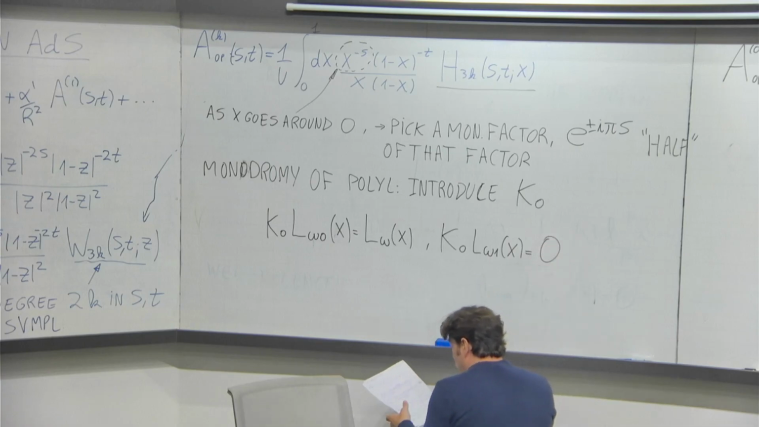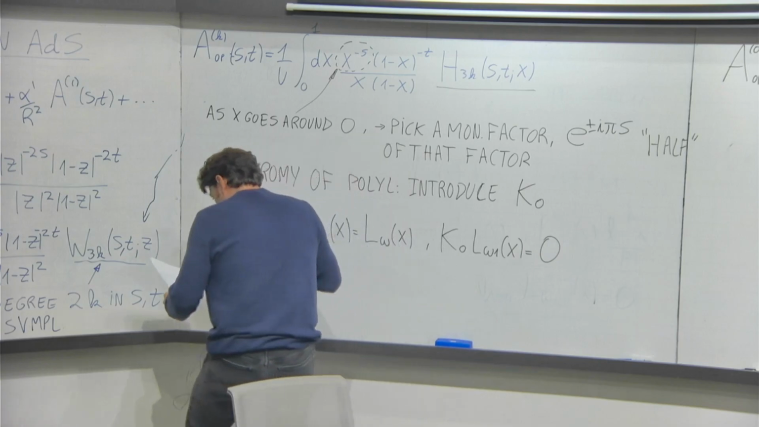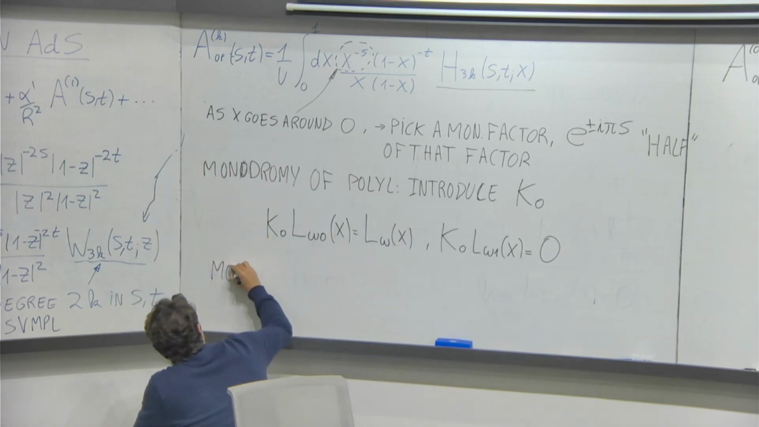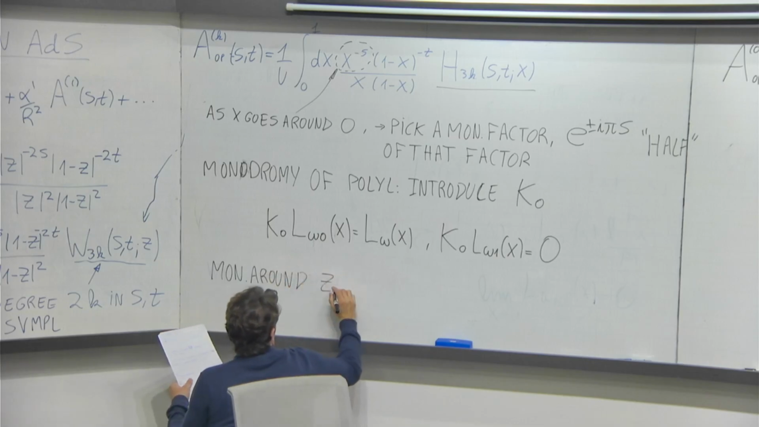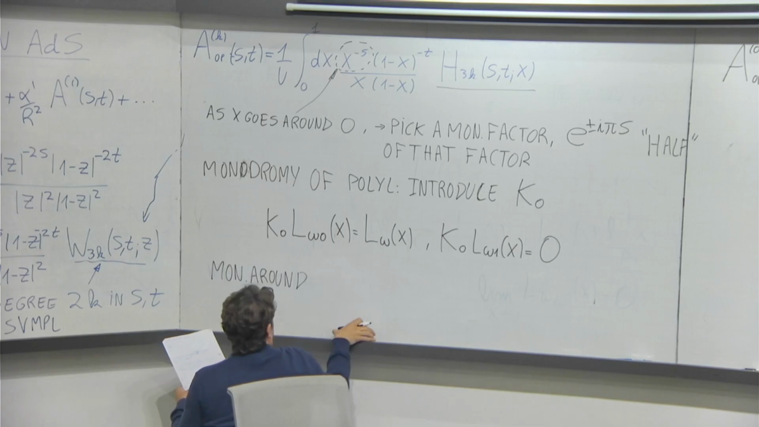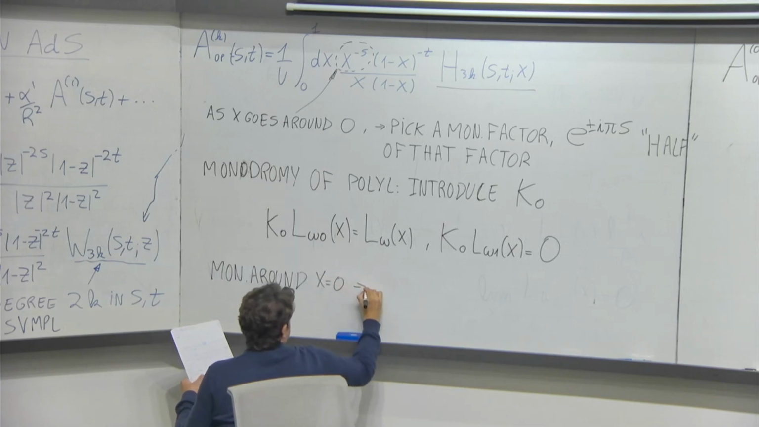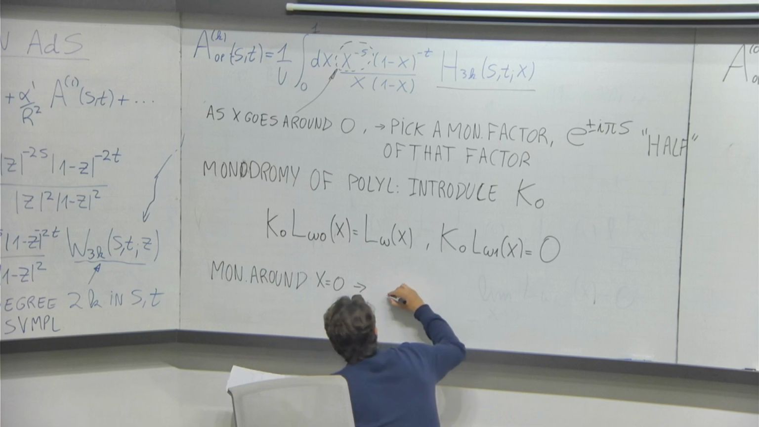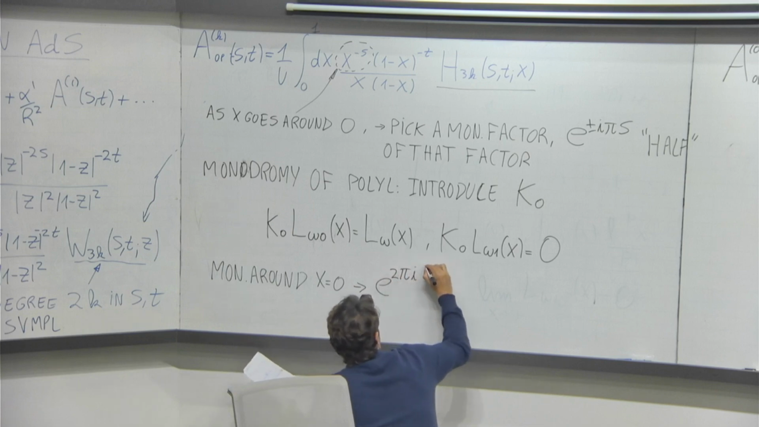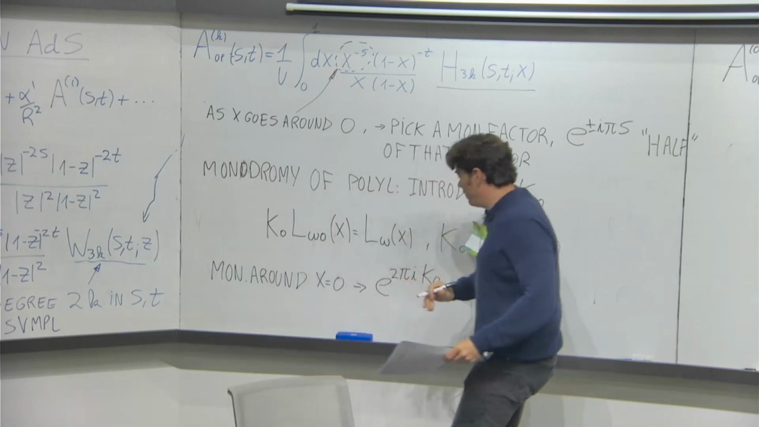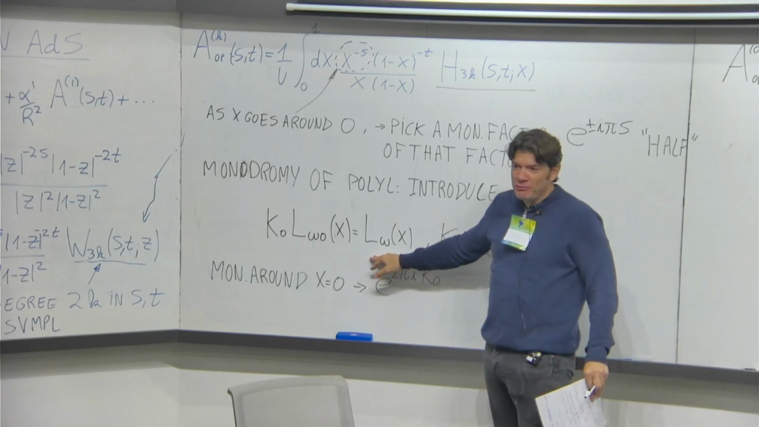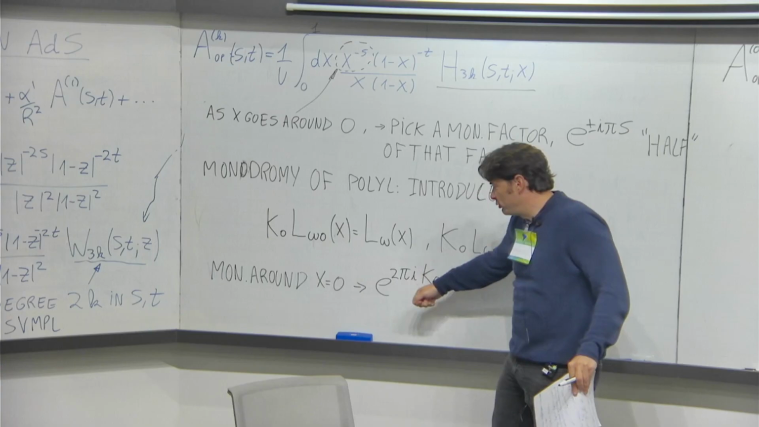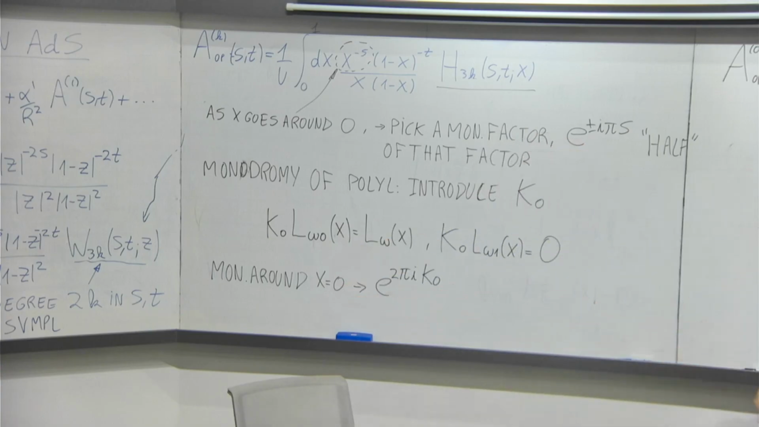And actually, what one can show is that the monodromy around x equal to 0, this was shown by Francis Brown, is given by the monodromy operator, which is e to the 2 pi i K0. So if you have e to the 2 pi i K0 and you act on these polylogs, the simplest is just on some bunch of logarithms, you will see that you produce the monodromy around 0.